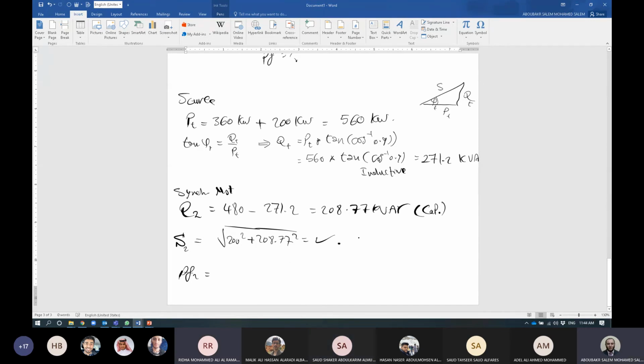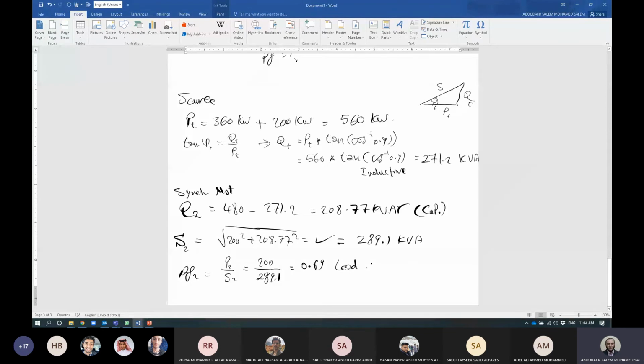289.11. 289.1 kilovolt ampere. So now we can say the power factor equals P2 over S2, which is 200 kilowatts over 289.1. What will be the value now? 0.69. Lagging or leading? Leading, exactly, because it's supplying reactive power.